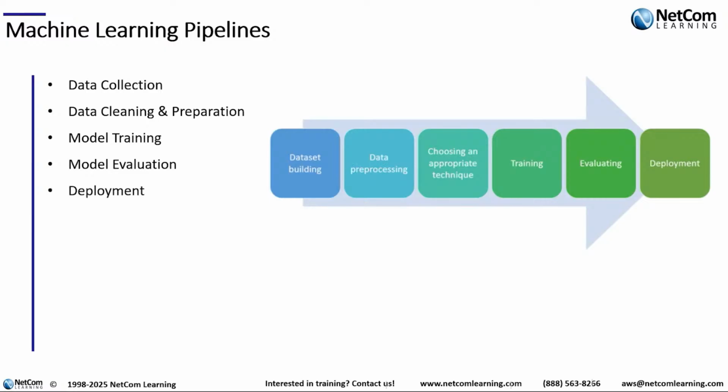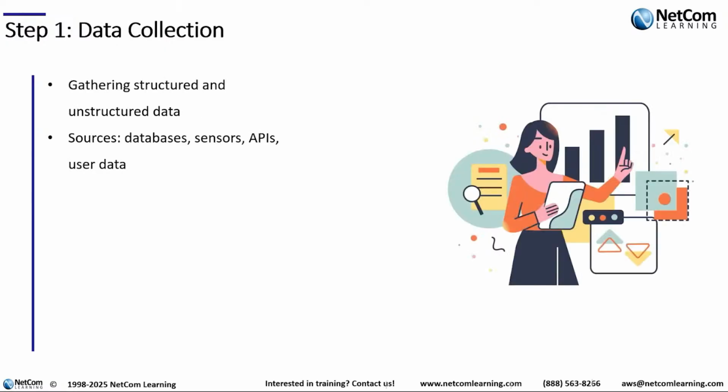Okay, great. So just getting into each one of these steps a bit more in depth. We said the first step in the machine learning pipeline is data collection. This stage is all about gathering the information that you will use to train your model. So we're going to collect both structured and unstructured data.